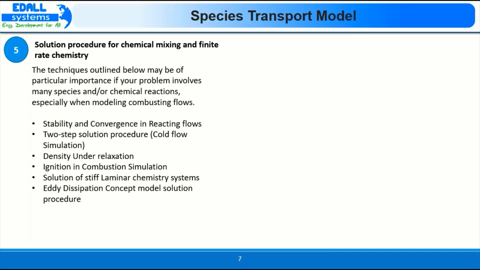One can vary the density under-relaxation factor because when combustion is involved, the local temperature value which it reaches is very high and then it may lead to divergence. At that time one can alter the density under-relaxation. Also in a reacting flow, ignition can be defined using a patch or a spark model which is already present. So these are some of the solution procedures.